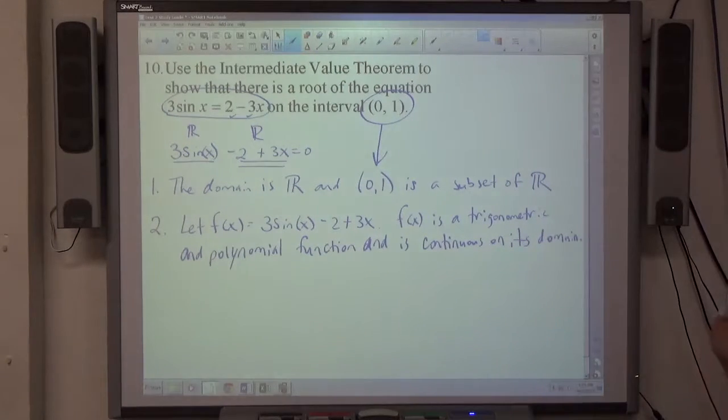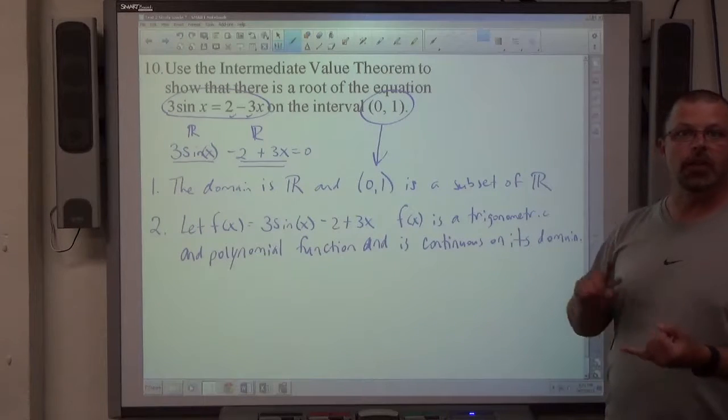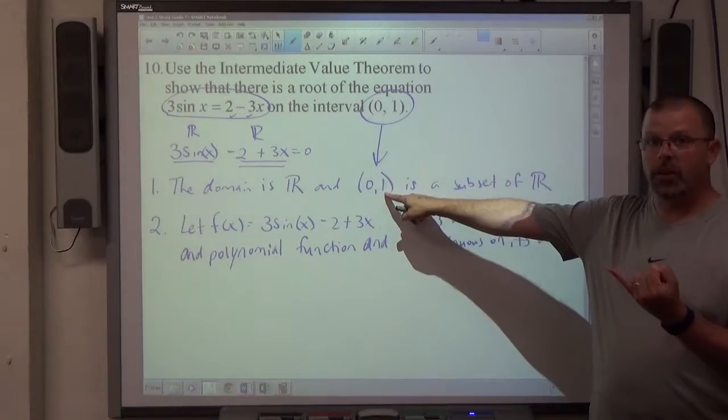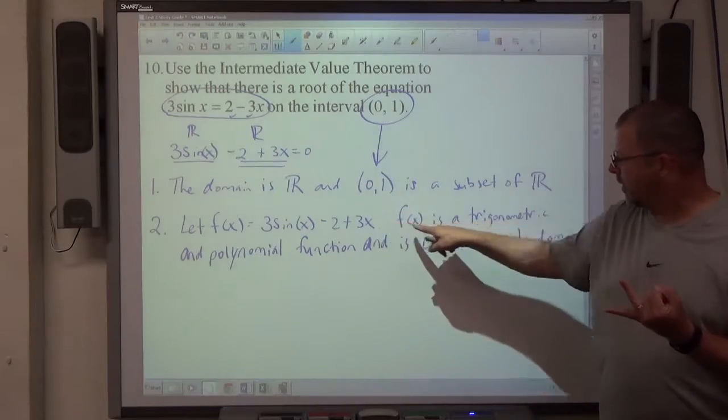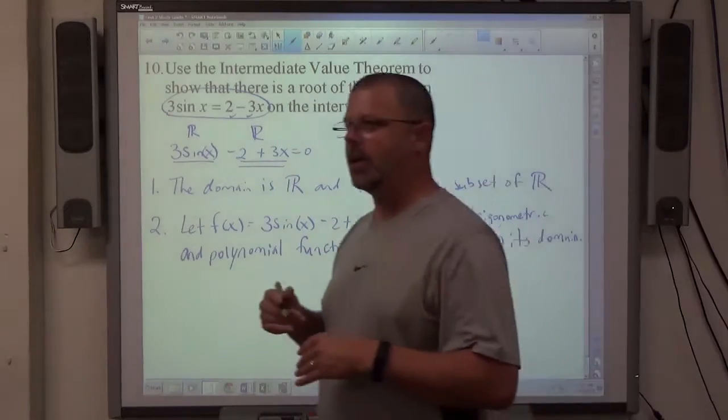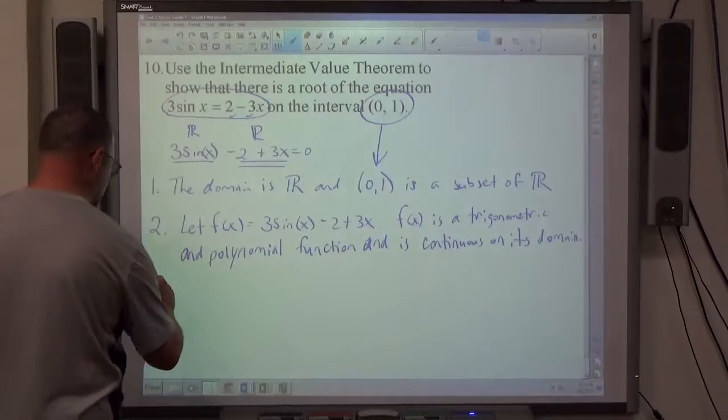You have to state that. It is a necessary statement in order to use the intermediate value theorem. The intermediate value theorem requires that the interval you're dealing with is a subset of the domain and that the function is continuous on its domain. That shows the continuity. There's no breaks in the graph because of statements 1 and 2.